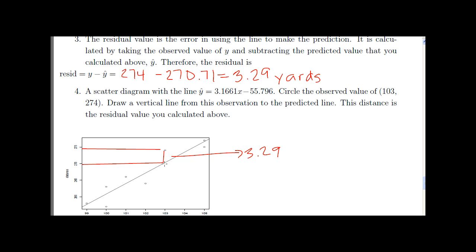So the line was off by 3.29, and because this is positive, we know the observed was greater than the predicted. Anything above the line is going to be positive, and anything below the line is going to be negative. Each observation has a distance to the line. This is the observed, this is the predicted, and that distance is the residual. So residuals can be positive or negative. Okay, so we're going to move on.